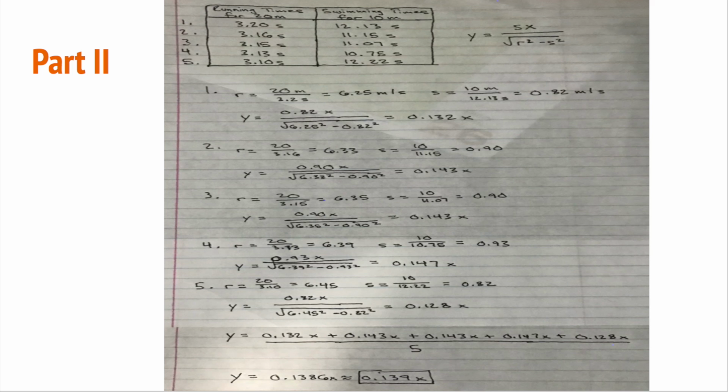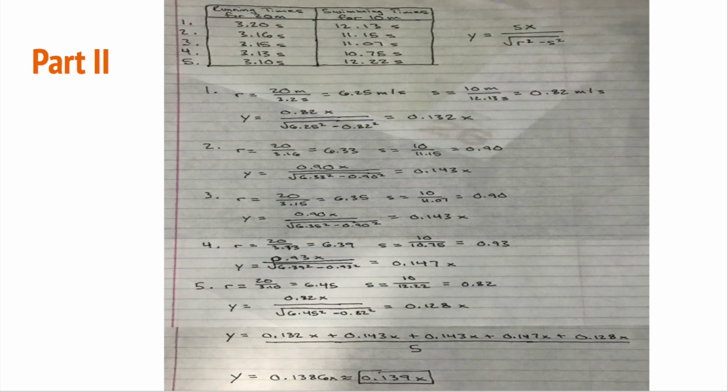For example, for the first set of times, we first solved for r by taking the distance, 20 meters, and dividing by the time, 3.20 seconds, to get a running rate of 6.25 meters per second. Then we solved for s by taking the distance, 10 meters, and dividing by the time, 12.13 seconds, to get a swimming rate of 0.82 meters per second.